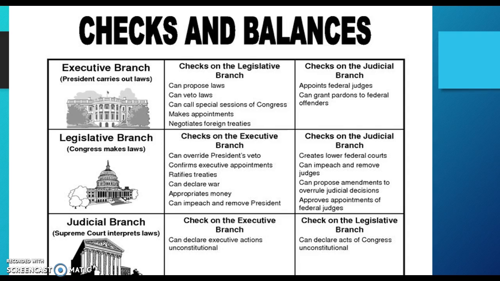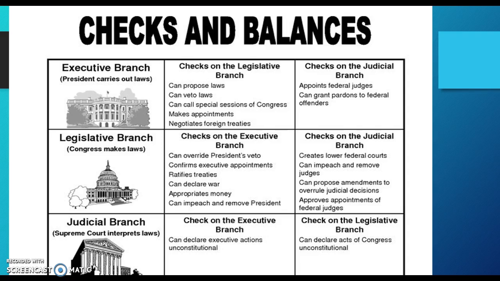Now, Congress can check the president. They can override a president's veto. So if they have enough votes in Congress, even if the president doesn't want that law, they can supersede the president and put it into place. They also get to confirm appointments. So the president might pick who he wants to be in a cabinet role, like Secretary of State or an ambassador to England. But it's going to be the legislative branch, it's going to be Congress that confirms those appointments. While the president gets to negotiate treaties, it is the Congress that has to ratify it.